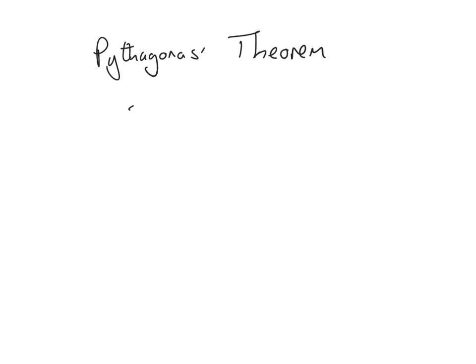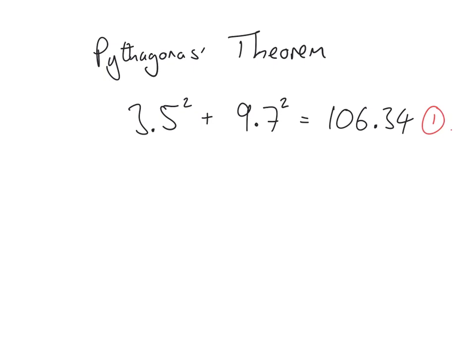Okay, this question is about Pythagoras' theorem to start with at least. So if we take the two perpendicular sides and square them and add those together, we get 106.34. That's the first mark. If you get that done, that's the first mark.